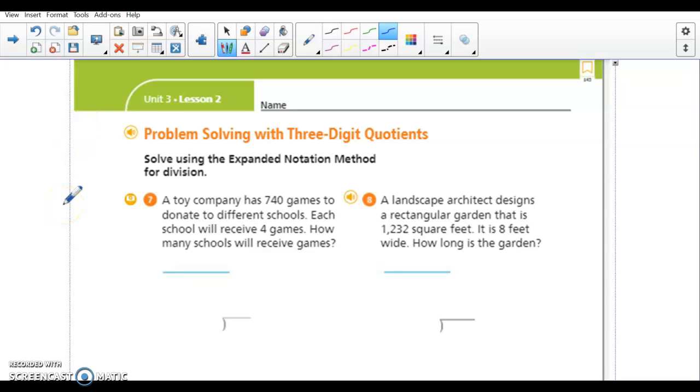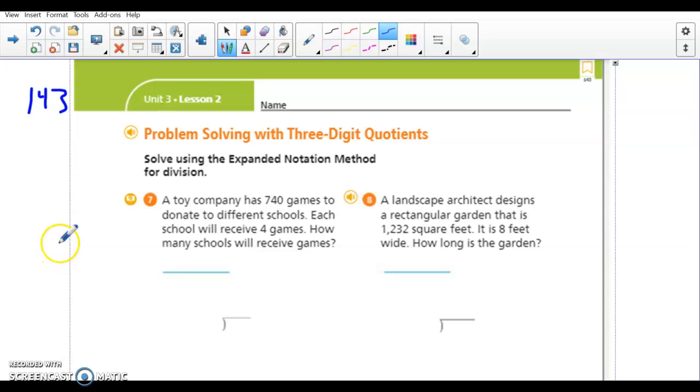Okay, we want to be able to do this with larger numbers now, though. And so we're going to have some word problems, but I'm guessing you can figure out what the operation is going to be today. A toy company has 740 games. Oh, I'm sorry, this is on page 143. And yes, we skipped some pages, but that's okay. So 143, number 7, we're going to start with today.